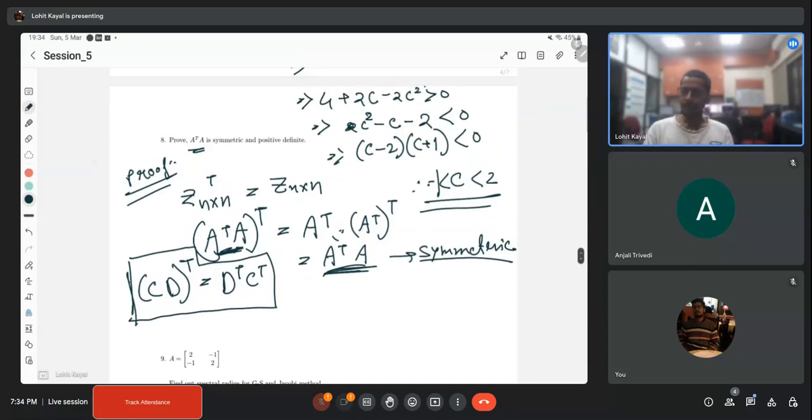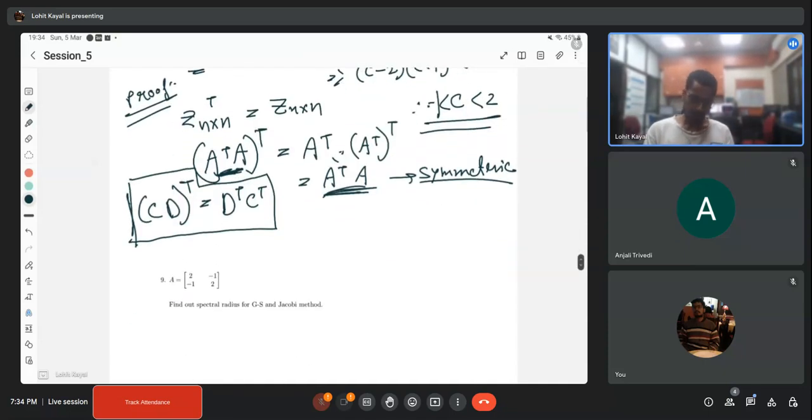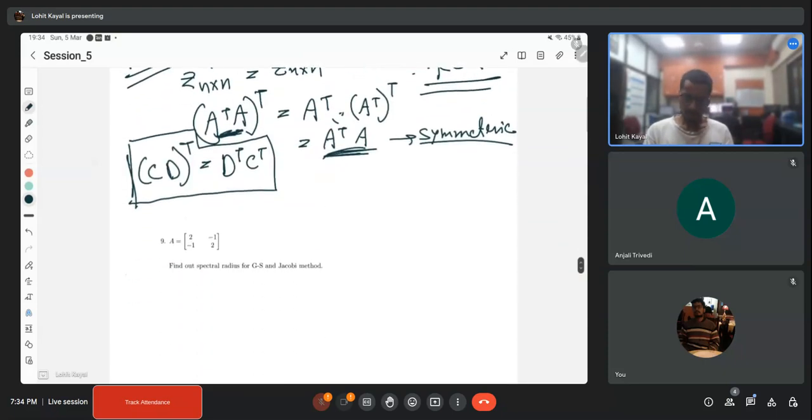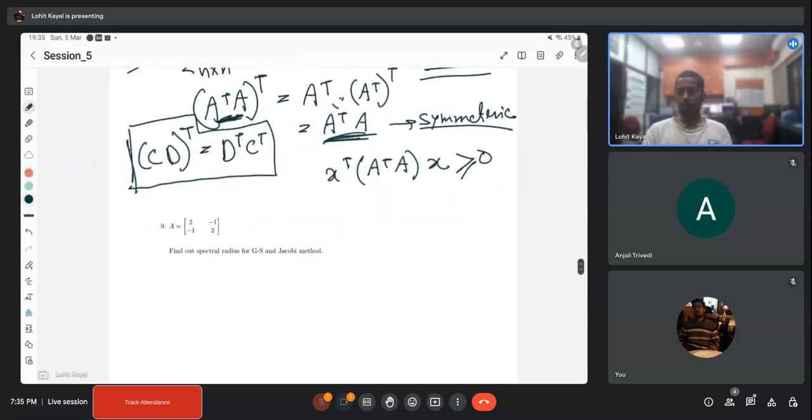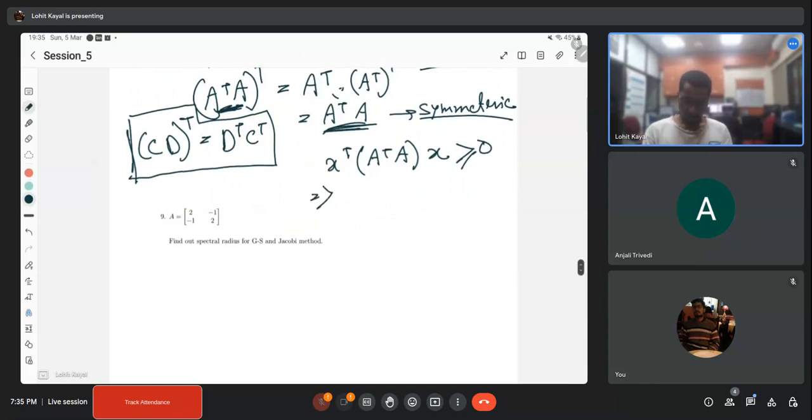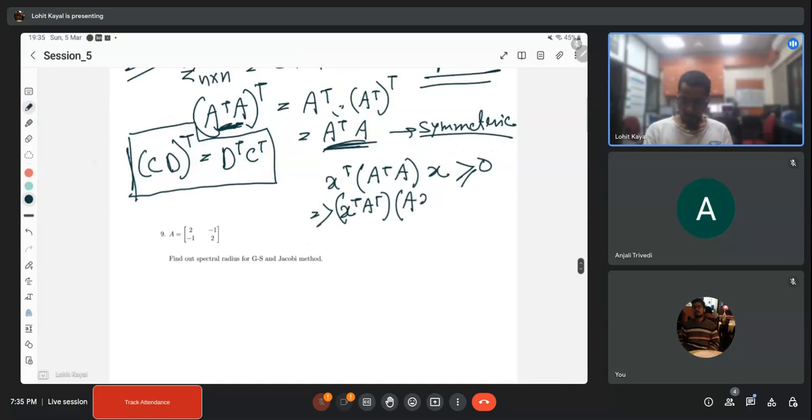Now I need to prove that this is a positive definite matrix. So how to do that? X transpose A transpose A X is greater than 0. I need to do that. Or the correct statement will be positive semi-definite. For the semi-definite case, it will be greater than or equal to 0. So I can write it in this way: X transpose A transpose A X is greater than or equal to 0, right?